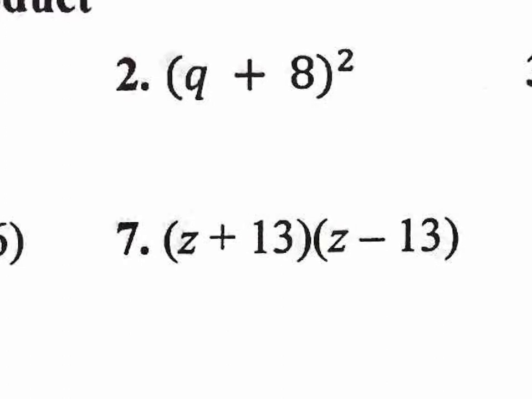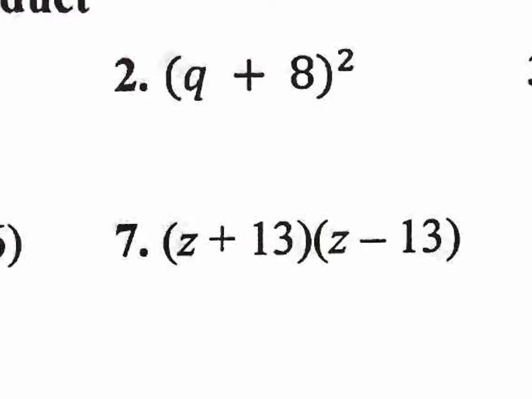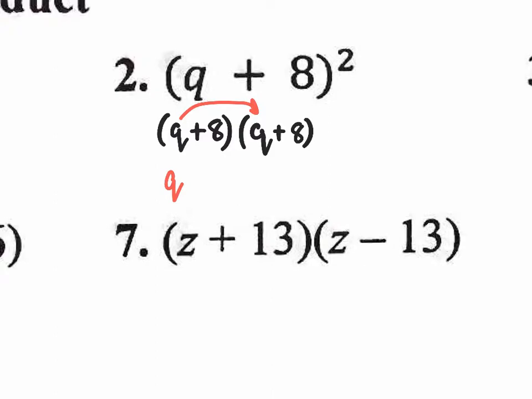So if I take a look at number 2, I wouldn't worry about using a shortcut right there. I would just write it twice. So I wrote it twice. Then I would actually distribute: q times q, q to the second. q times 8, positive 8 of those q's. And then 8 times q, that's another positive 8 of those q's. And then 8 times 8, positive 64.